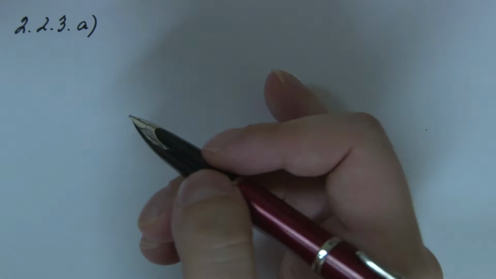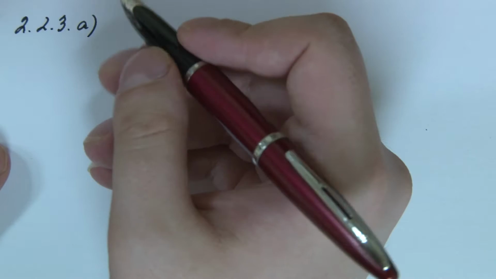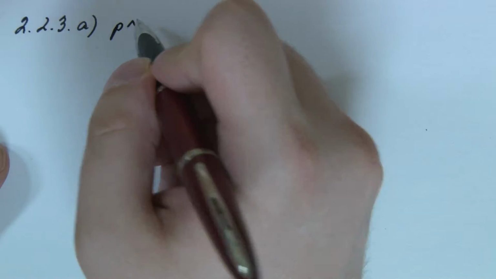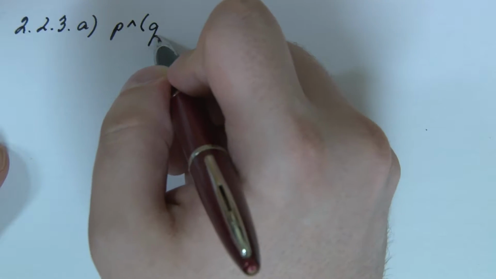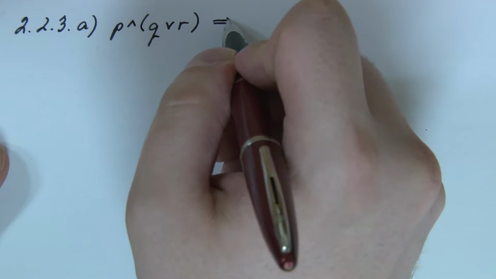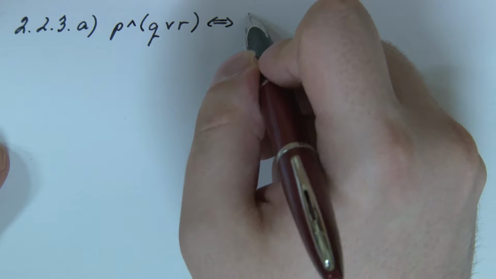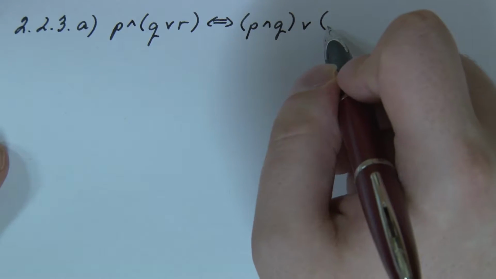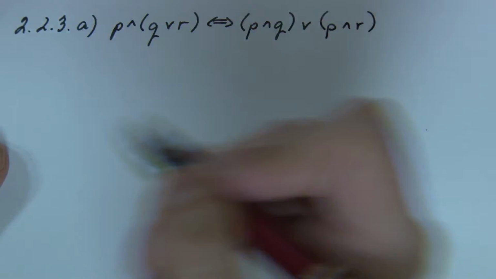Okay, so in this exercise, I need to show that the distributive law for the conjunction is true using a truth table. So this is the way that I'll prove it. So let me just write this down. So I have P and (Q or R) is logically equivalent to (P and Q) or (P and R).